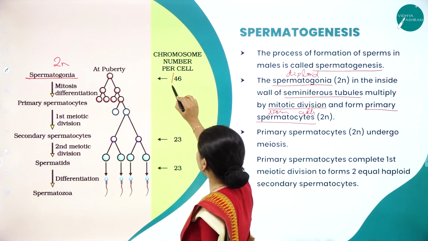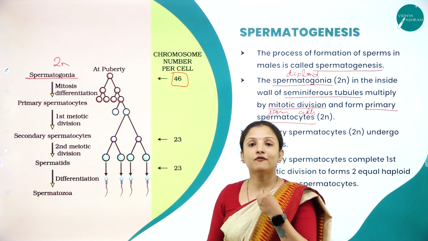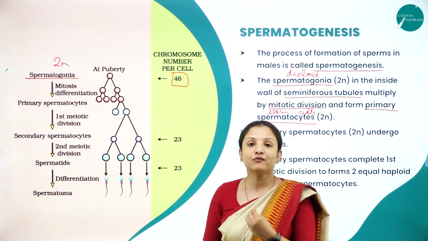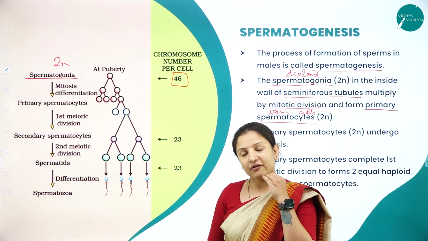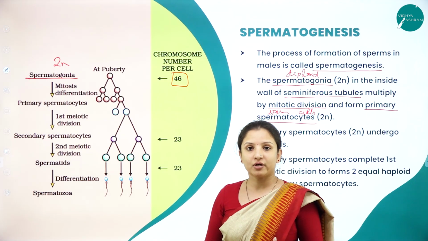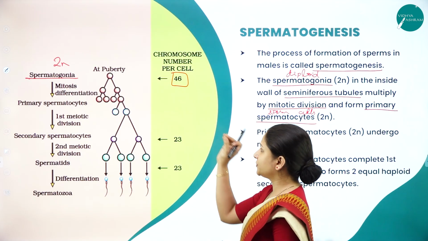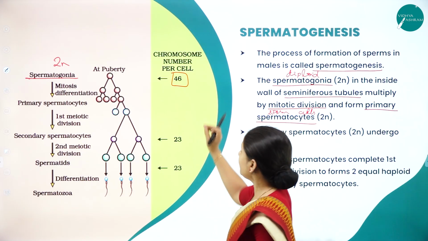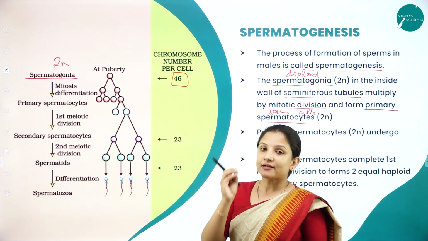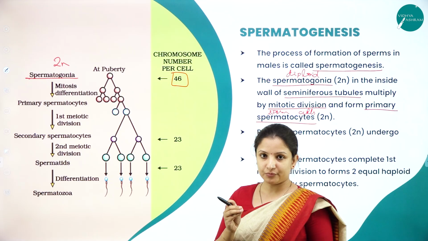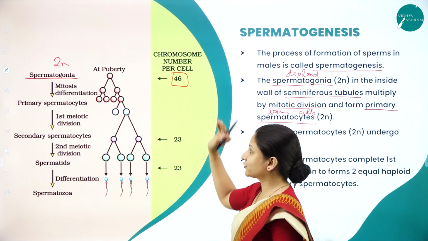Here, the chromosome number is 46, because in humans we have 46 chromosomes, or 23 pairs of chromosomes. Every cell in our body will carry 46 chromosomes. Therefore, the spermatogonia cell will carry how many? 46 chromosomes. That is, each spermatogonia cell present in the seminiferous tubule that is undergoing mitotic division will carry 46 chromosomes.